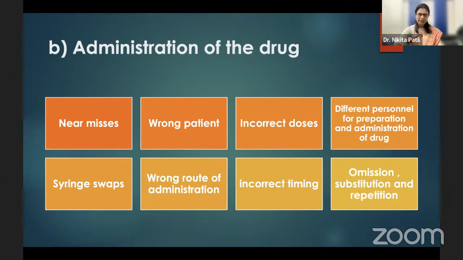Wrong patient. Again, the same example can be quoted here, Prabhakar Shinde and Pramod Shinde. Wrong person, wrong patient. Incorrect doses, particularly in pediatric cases or in the calculation. Drug personnel for preparation and administration of the drug. Yes, sometimes when we are in a hurry or we have to hold the mask, there is another risk. Then we tell the assistant, inject this drug. I would suggest here, we all know it is better to aspirate and then inject. Syringe swap is very common if they are not labeled.